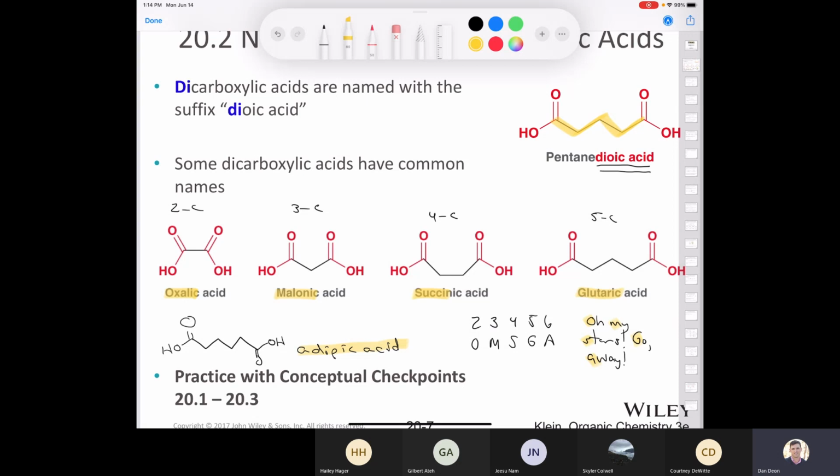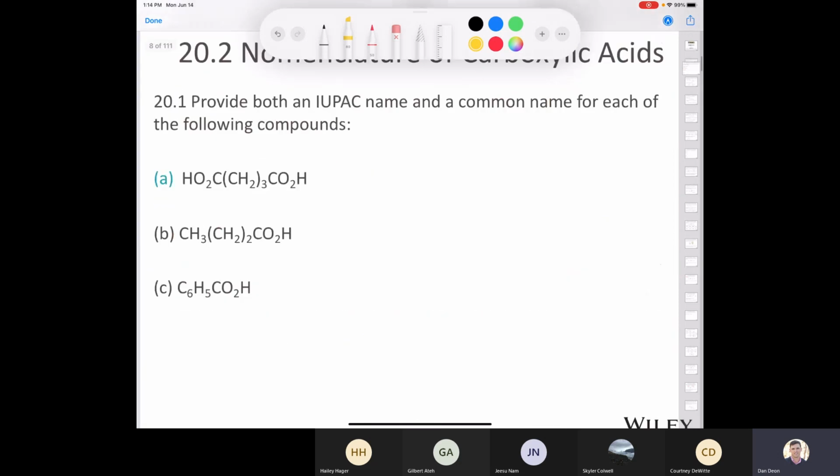Anyhow, with all that in mind, let's take a look at this here. It says provide both an IUPAC name and a common name for each of the following compounds. We have the first one. You can see that it's got two carboxyl groups, right? So this is a dicarboxylic acid, and we have 3 carbons in the middle. So that would look like this. We've got 1, 2, 3, 4. There we go. So the common name for this is glutaric acid, right? We had oh my stars go away. So that was 2, 3, 4, 5, 6.